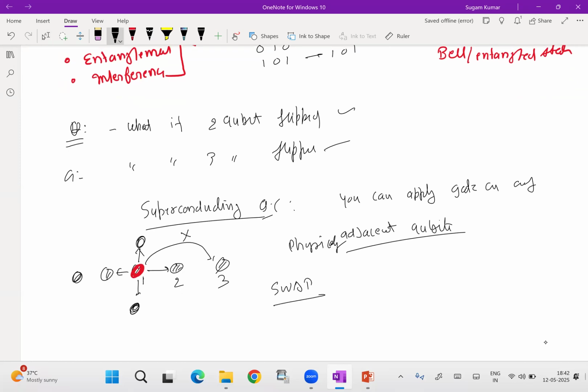So you do swapping between which qubits? In this case, 2 and 3. You have to swap 2 and 3. I think you are now very well familiar with the system.